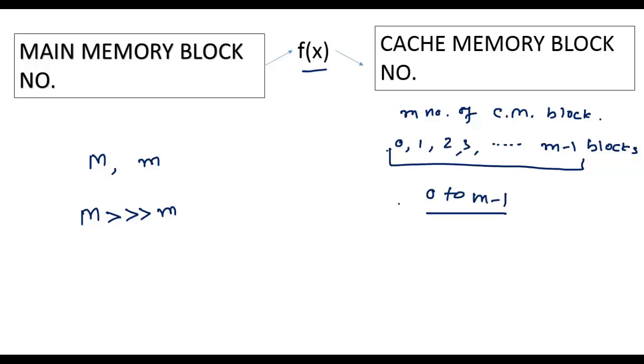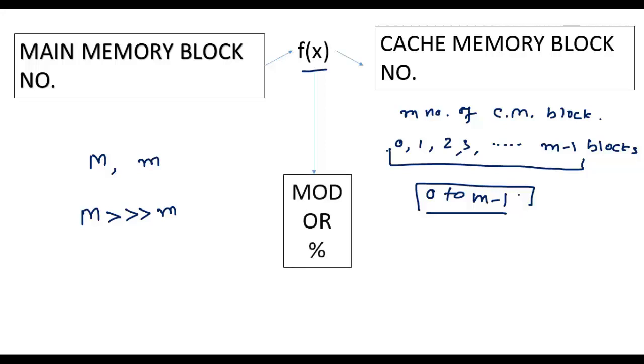Which mathematical function is eligible to give me this kind of answer? So I will go for the modulo operator. The modulo operator is the function that gives me, if I do mod small m with any number, the answer will be 0 to m minus 1. So here in a direct mapping, we are basically using the mod operator.